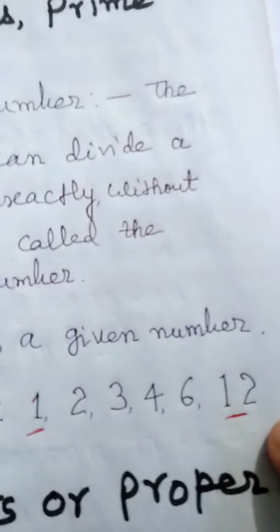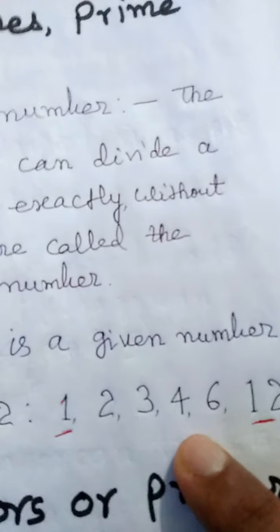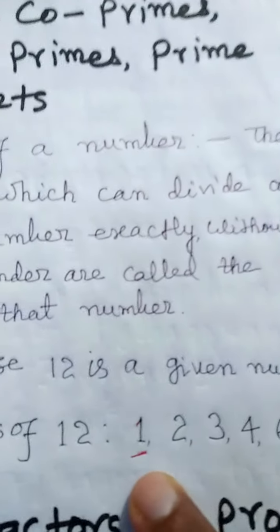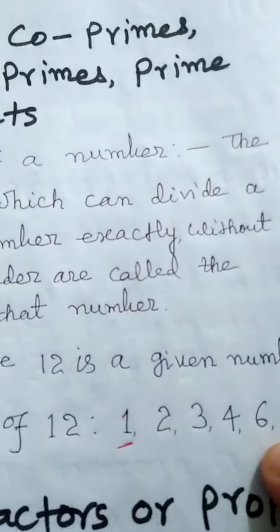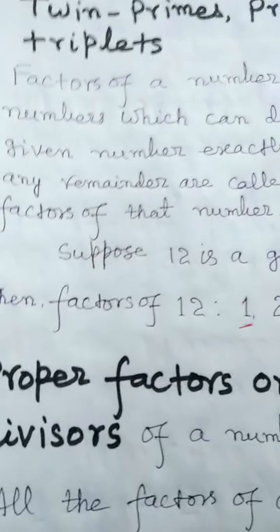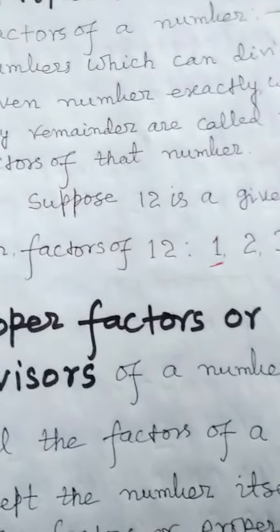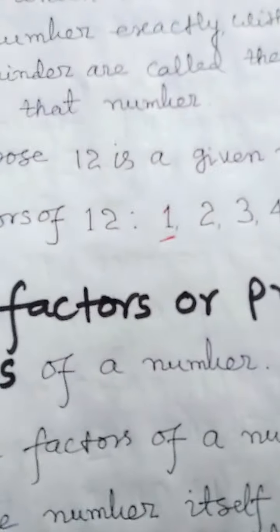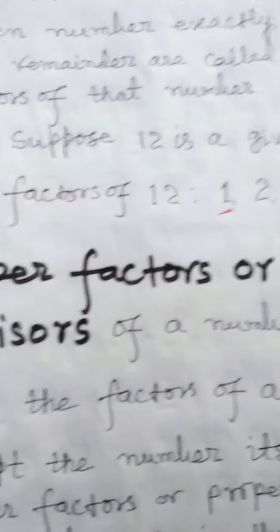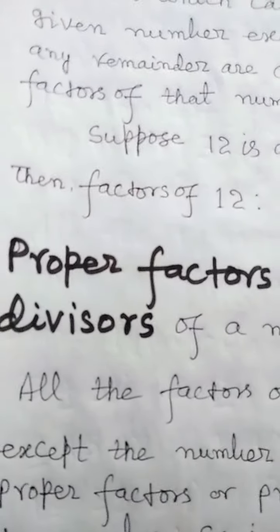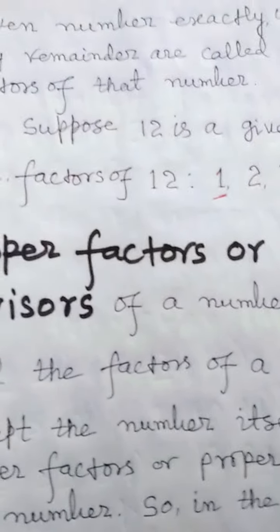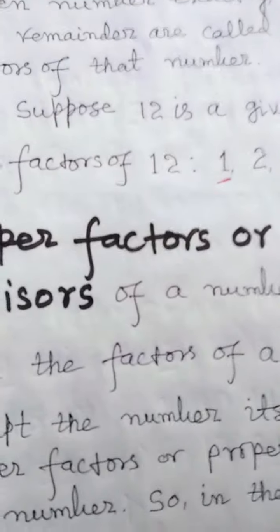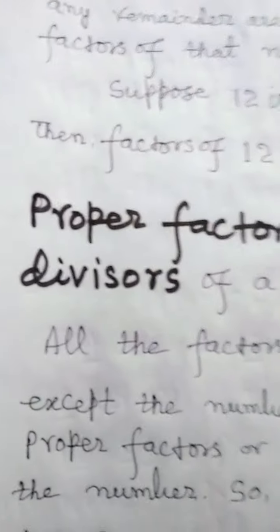When we remove this 12, then 1, 2, 3, 4 and 6, all these are proper divisors of 12 or proper factors of 12. All the factors of a number except the number itself are called proper factors or proper divisors of the number. So, in the given example, 1, 2, 3, 4, 6 are called proper factors or proper divisors of 12.